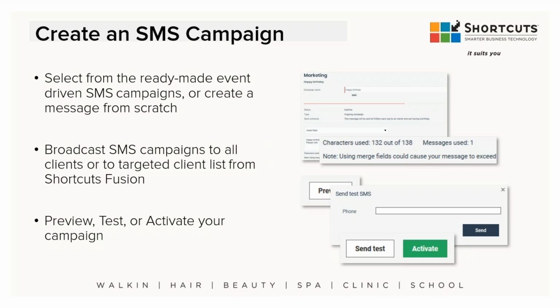So it's very easy. You'll choose what type of campaign, what type of text campaign you're sending, type out a message, and Shortcuts will give you a character count. So make sure you don't go over it. Otherwise, Shortcuts will actually split it into 2 messages. And of course, you have to pay for all of those texts you're sending out. And you can also send a test message to your phone or to your colleague's phone just to see what it looks like before you activate this text officially.